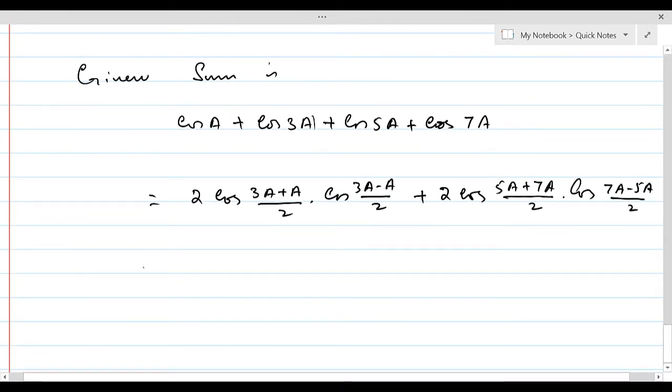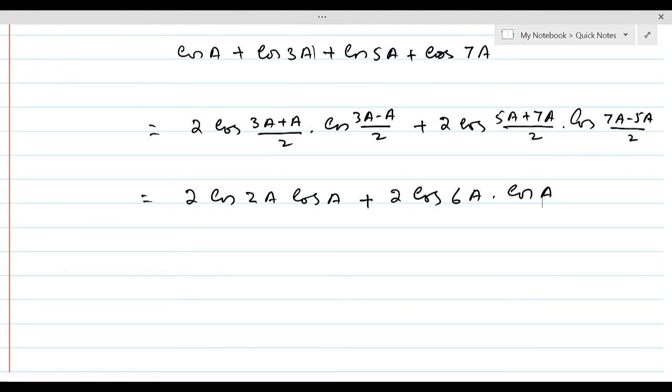But this is equal to 2 cos of 2A, because 3A plus A will become 4A and 4A divided by 2 will become 2A, into cos of A, plus 2 cos of, 5A plus 7A will become 12A, so this will become in total 6A, into cos of A.